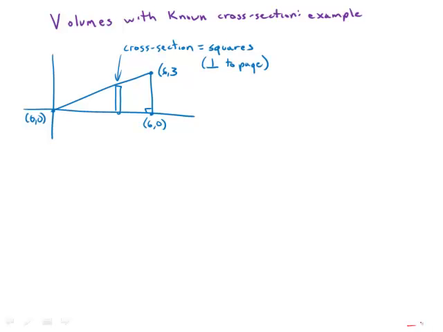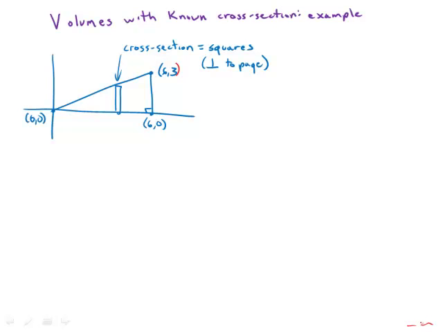Volumes with known cross-sections, another example. So this is a very straightforward example. Suppose our base is just a right triangle as shown, going from (0, 0) to (6, 0) to (6, 3). And what we'd like is to have cross-sections that are squares.